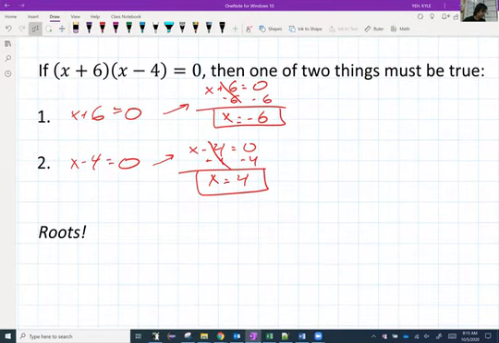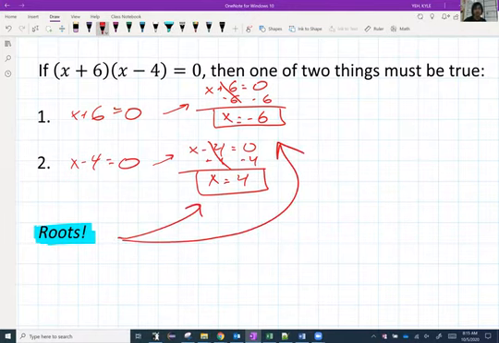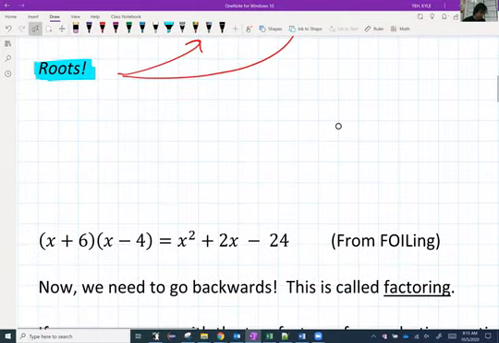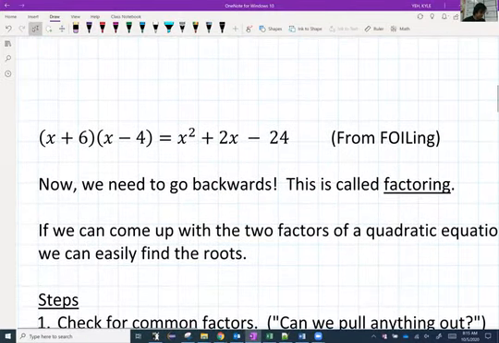Now, just a quick reminder about this word here, roots. Roots are where we hit the x-axis if we graphed it. Roots are the solutions. And so these guys are our solutions, we said. They're also the roots and x-intercepts and zeros and all those other names that I talked about in that previous video. So take a look here.